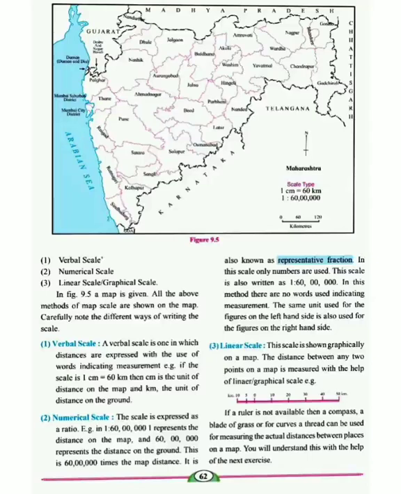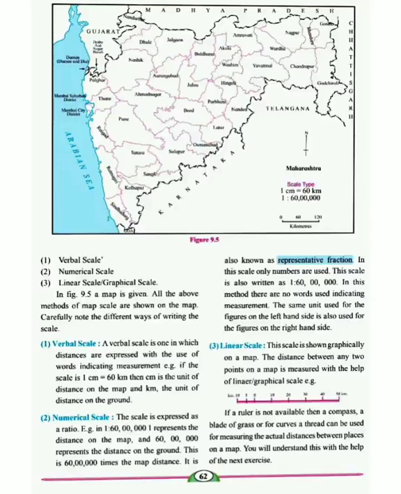And the third one is linear scale. The scale is shown graphically on a map. The distance between any 2 points on a map is measured with the help of linear or graphical scale. Okay, so कोई भी दो places के बीच का distance if we have to find out, then we find out with the help of this linear scale. If a ruler is not available, then a compass, a blade of grass, or for curves a thread can be used for measuring the actual distance between places on map. You will understand this with the help of the next exercise.